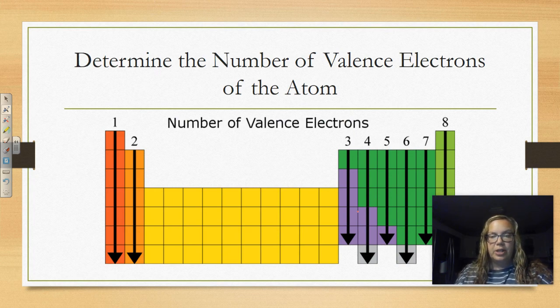Remember, to determine the number of valence electrons of an atom, we have to look at the representative elements on the periodic table. So remember, if you recall, the alkali metals have 1 valence electron, and then the alkaline earth metals have 2. Again, these are the representative elements. They don't include the transition metals or the inner transition metals. Then we come over here to our P block. We have 3 valence electrons, 4, 5, 6, 7, and 8 valence electrons. The goal is to have 8 valence electrons so that you have a full, stable outer shell.